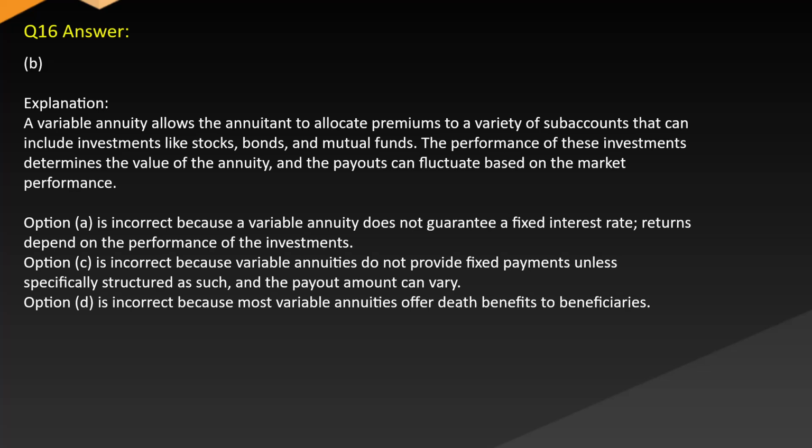Returns depend on the performance of the investments. Option C is incorrect because variable annuities do not provide fixed payments unless specifically structured as such, and the payout amount can vary. Option D is incorrect because most variable annuities offer death benefits to beneficiaries.